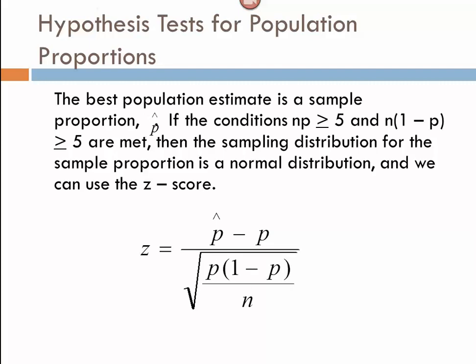The z-value, which is how we're going to calculate the standard deviations of our test statistic, is given by this formula: p hat minus p. Notice that this is my sample number and this is my assumed population number. We compare those two by subtracting them and then divide by the square root of p times 1 minus p, so p times its complement, divided by n, and we will get how many standard deviations our p hat value is from the middle.